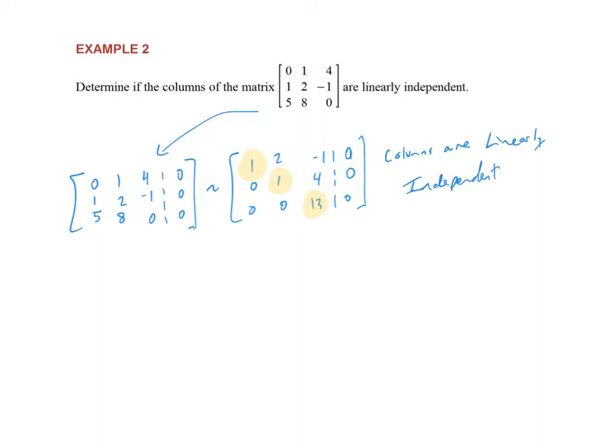We could go further with our row operations, and you would end up with 1, 0, 0, 0, 0, 1, 0, 0, 0, 0, 1, 0. You would end up with an identity like that, but there's no need. As soon as you identify the third pivot in your 3 by 3 matrix, you're good to go. You can stop there and say, all right, now I know that my columns are linearly independent.